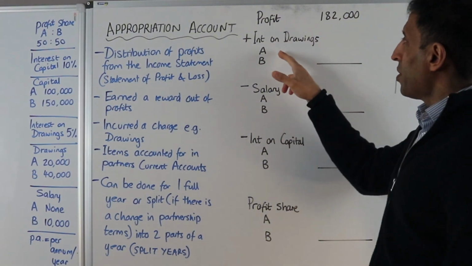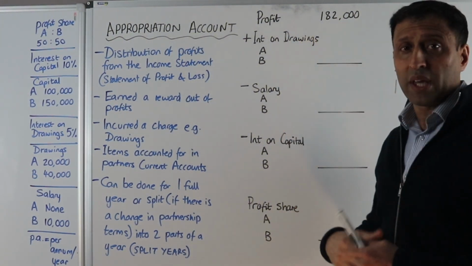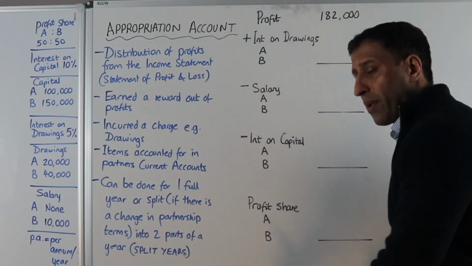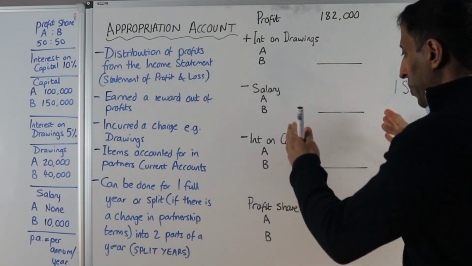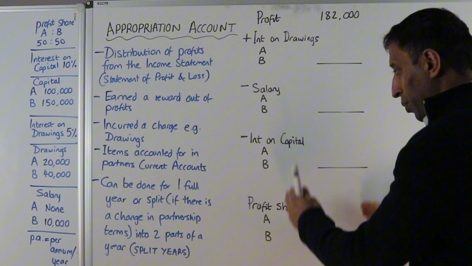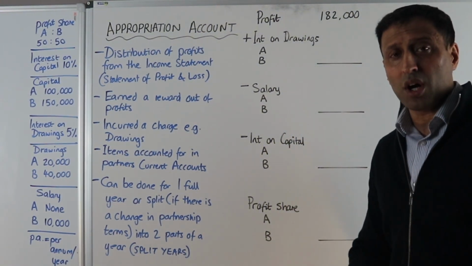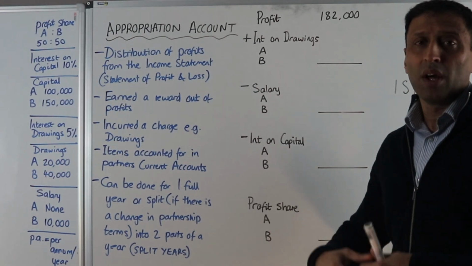So the first thing we do, we start with the profit figure from the income statement or statement of profit and loss, and this is our appropriation account that follows after that figure, and we do a vertical format downwards. Okay, so the first thing we need to do is account for interest on drawings. Interest on drawings is a charge to the partners for taking money out before they should.